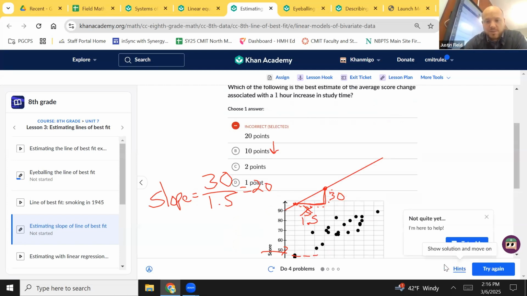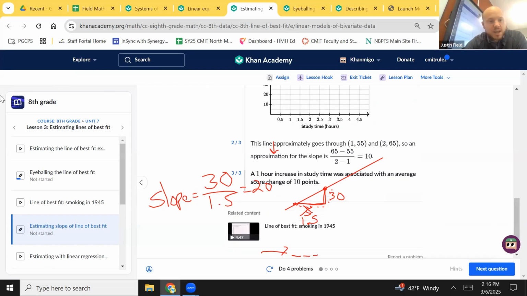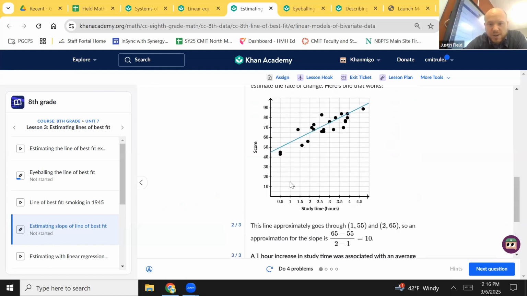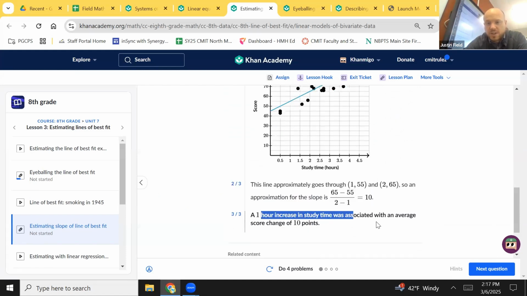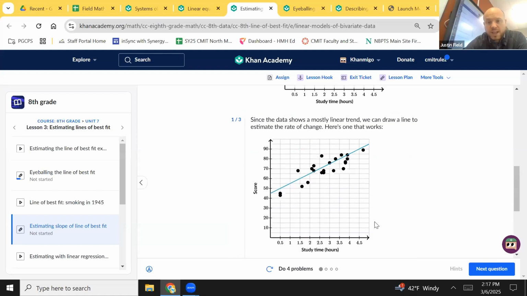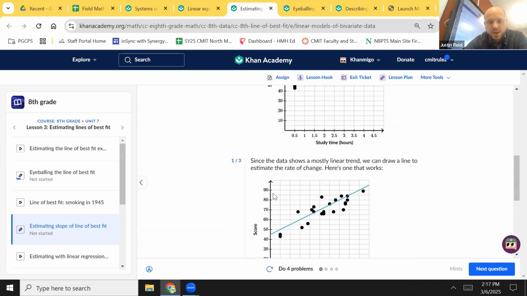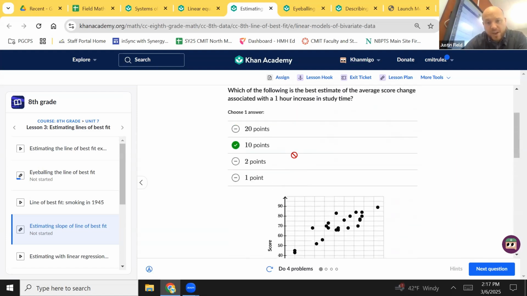So now this is good because I'm gonna see if they can tell me what I did wrong and if I understand it. So look, they drew a line, I drew a line, we both drew a line. The line approximately goes through these two points. So the approximation for the slope is 10 per 1 hour increase. So the only thing that I should do differently next time is draw a better line. So if you draw a line and it's not that good, then just draw a better line.